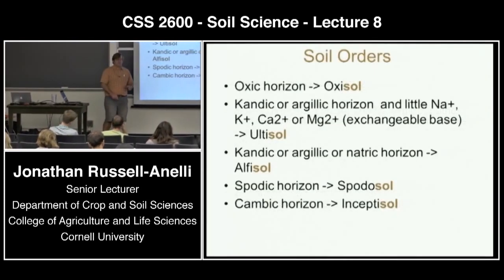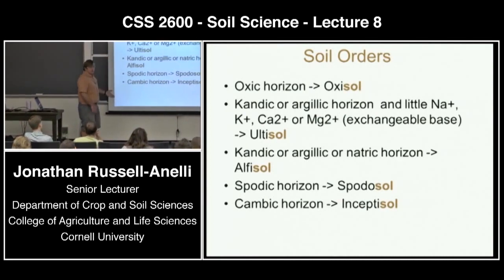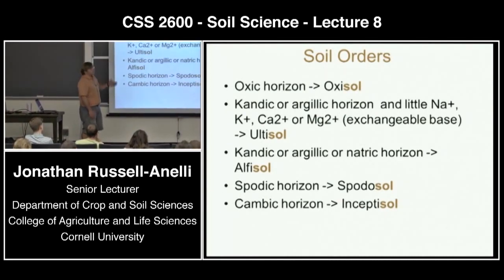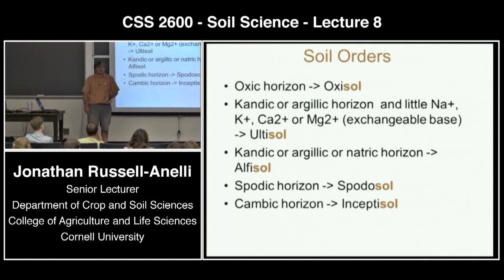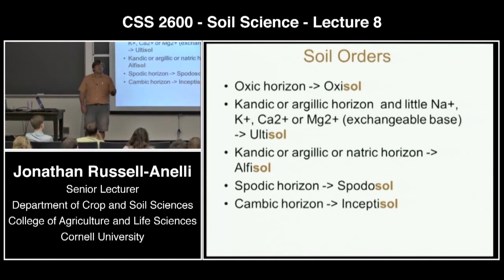There are a bunch of them. I'm going to go through a couple of them. The first one is an oxic horizon, and an oxic horizon is diagnostic for an oxisol. In some cases, I just need one diagnostic feature. If I have a histic epipedon, I've got a histosol. If I have an oxic horizon, I've got an oxisol. But that's not the case for all of them. Some of them you have to have multiples.